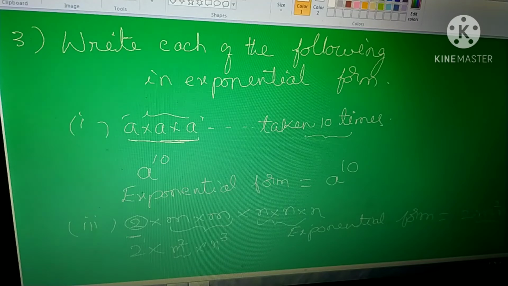Understood now? Here 1 time 2 is repeated, only 1 time, so we have to write 1 time only. Here m is repeated 2 times, so we have to write 2 in the power. Here n is repeated 3 times, so we have to write in the power 3. Understood? Now this total will become 2m square n cube. This is the exponential form. Understood?